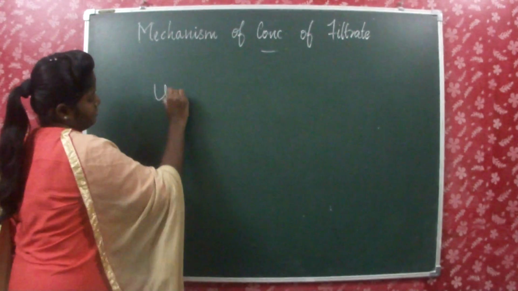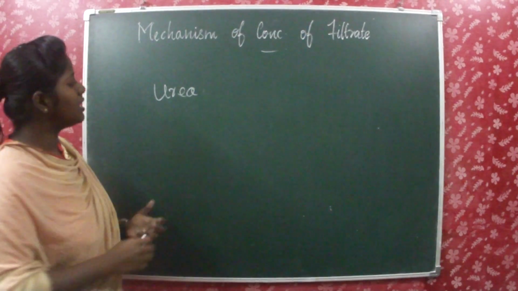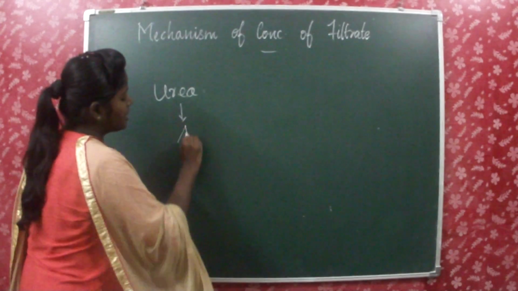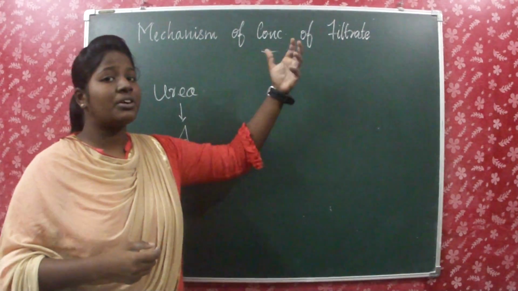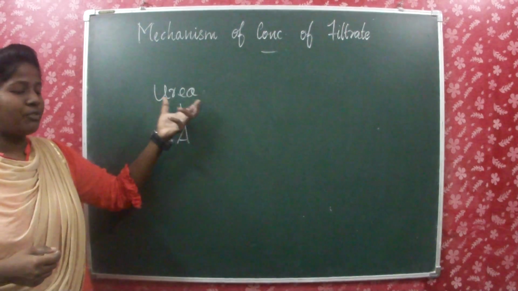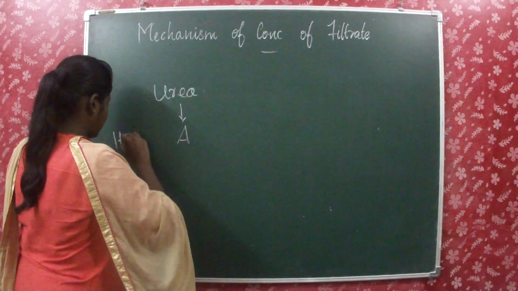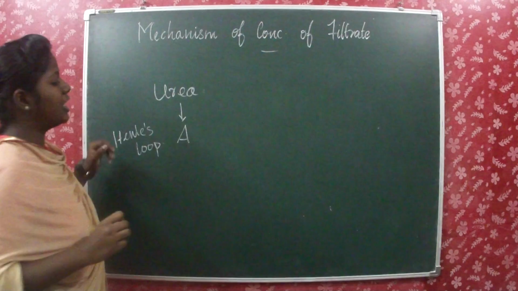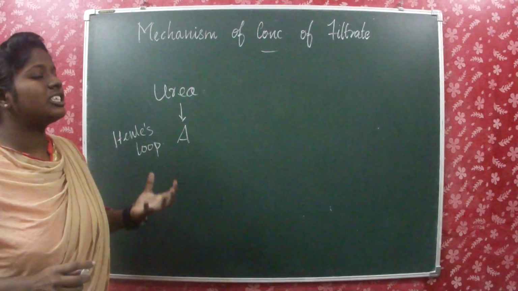So the next is for urea. Here, if we take urea, this urea enters into the ascending limb of Henle's loop, where sodium chloride is transported. Urea enters into the ascending limb of Henle's loop, so that it is then transported to the interstitium.